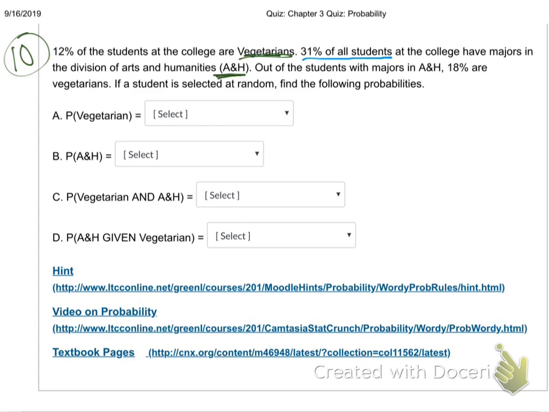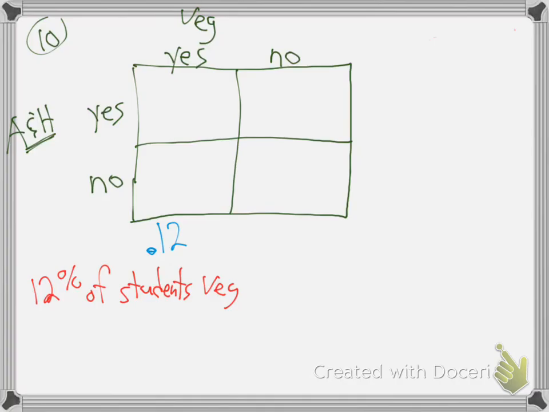Next fact. 31% of all students. Notice again that word, because they're going to change it on the third one. 31% of all students, that's the way they normally say it, at the college, are arts and humanities. So write that down: 31%, again, of all students are arts and humanities majors. No big deal. 0.31 there, because that's the yes, arts and humanities total.